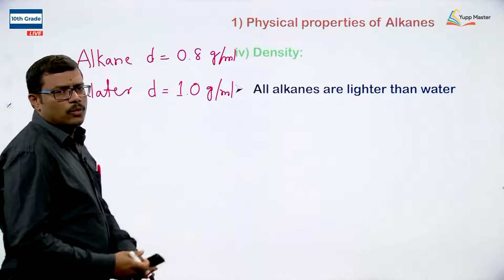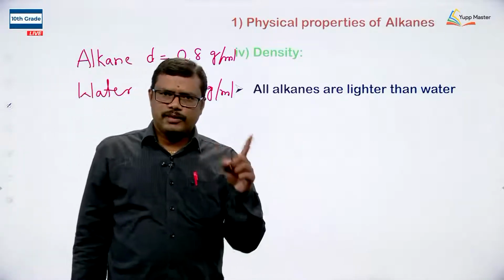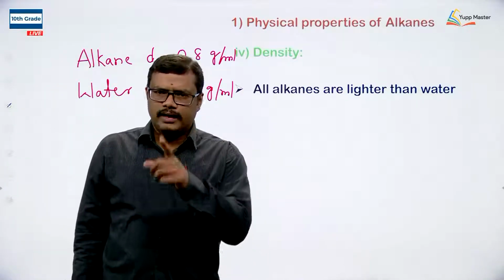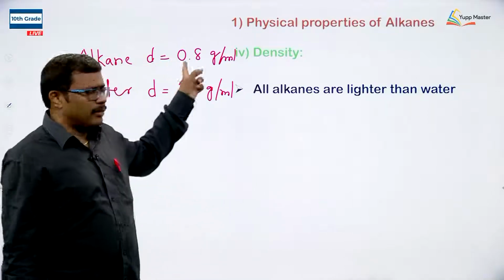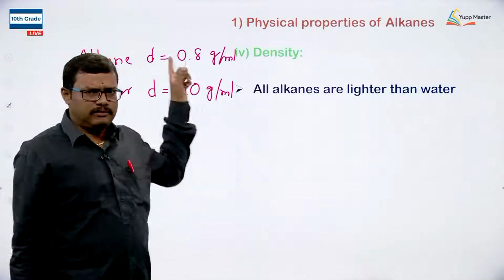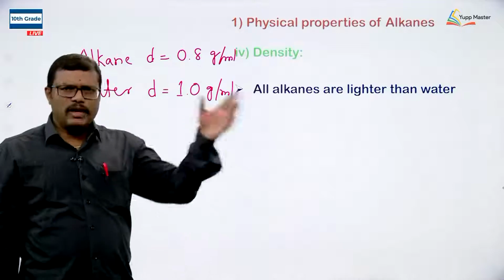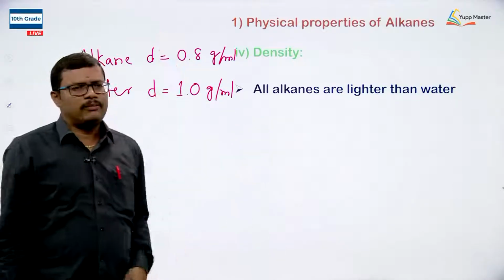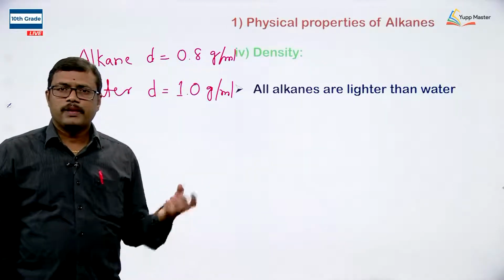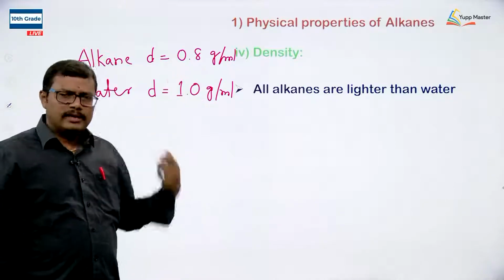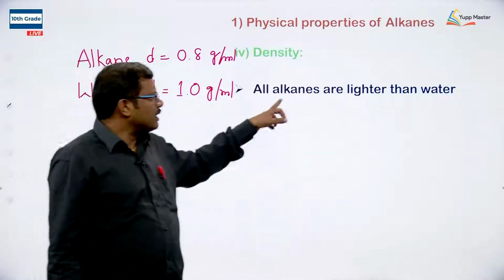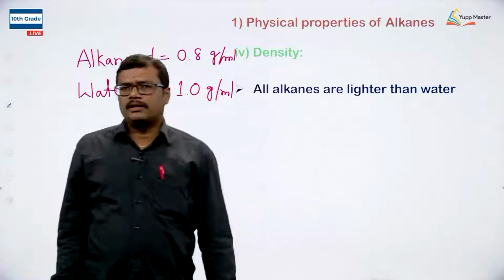What is the density of water? Density of water is 1.0 gram per ml. But alkanes, having a maximum value, generally the value will be lower than this. The maximum value we can expect is 0.8 gram per ml. Therefore, which is denser, water or alkane? Water is denser. That is to say that alkanes are lighter than water.